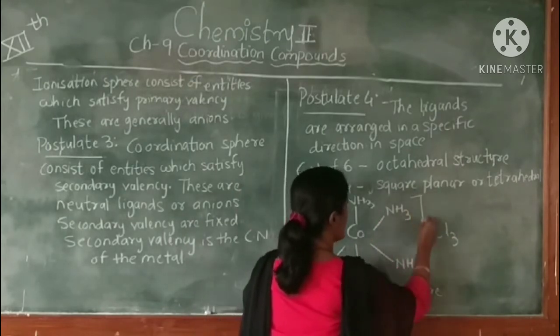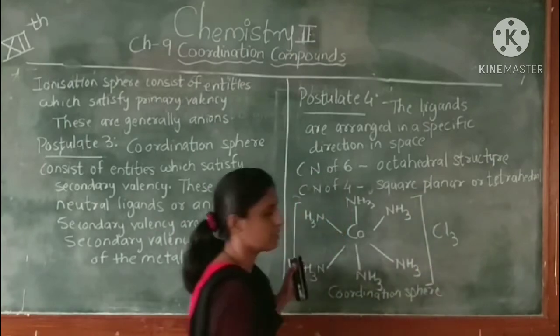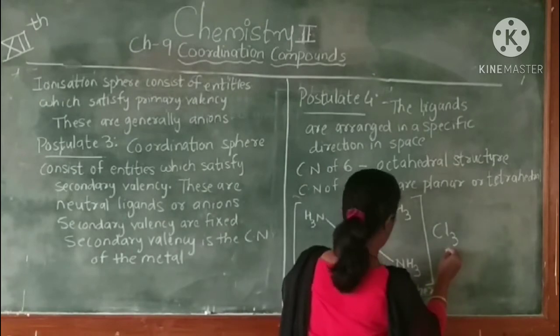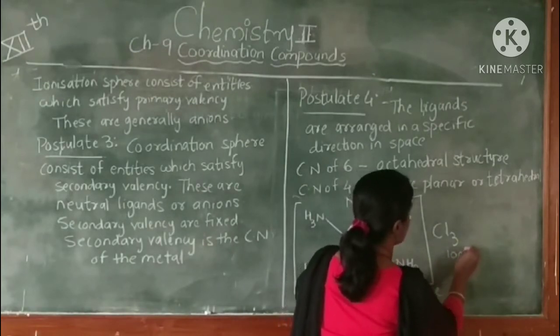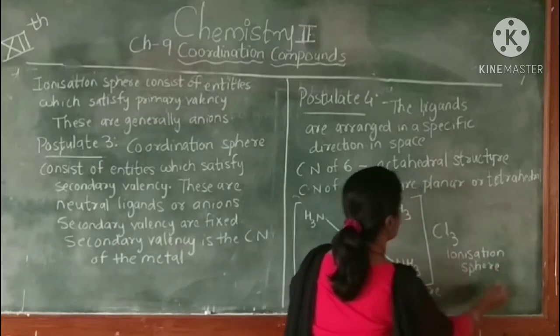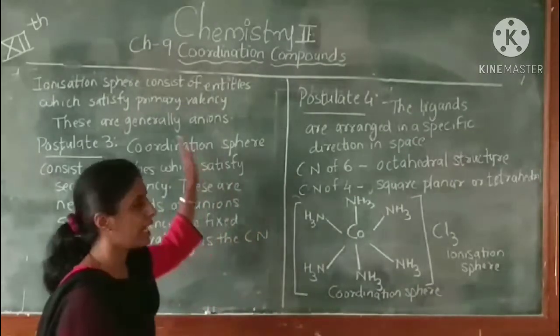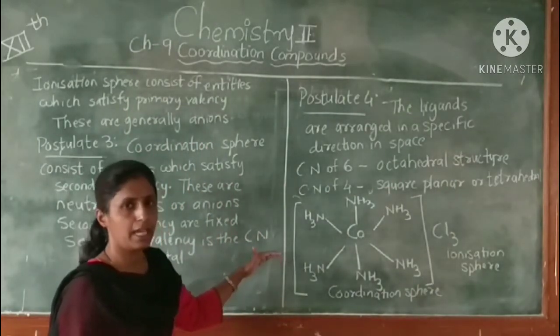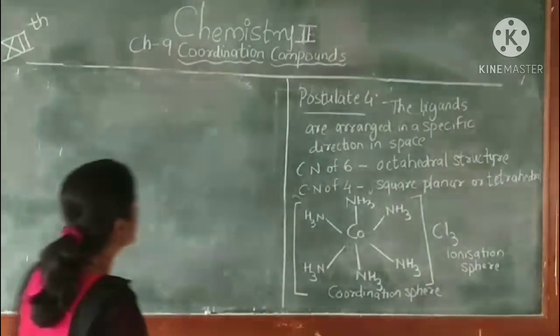Now this is written in square bracket because this is a complex ion, and this is your ionization sphere. Okay. So using this structure you can very well explain the 4 postulates of the Werner theory. And let's see the classification.